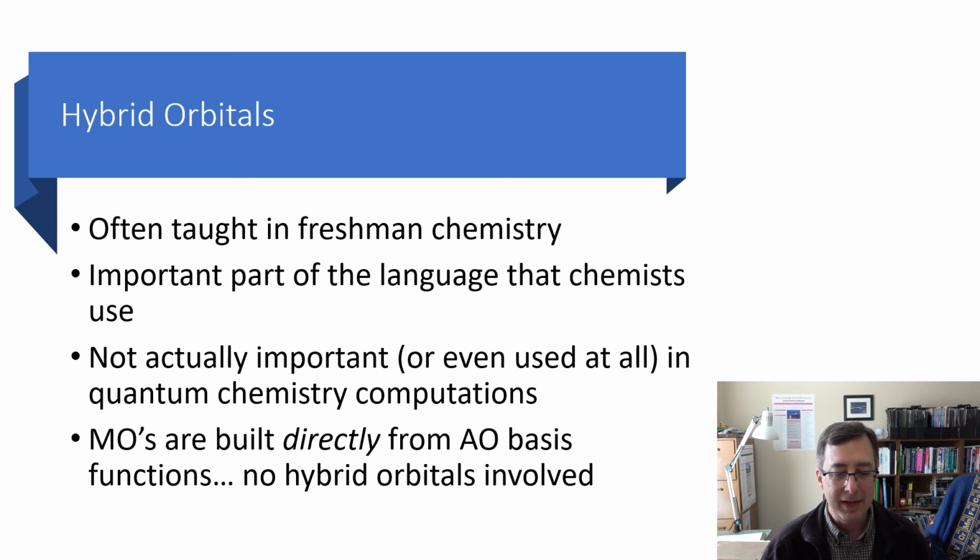But if you're a fan of hybrid orbitals, you can certainly extract some hybrid orbital type information out of a calculation after it's done. And that's all I have to say about orbitals and electron configuration. So I hope this is helpful information.